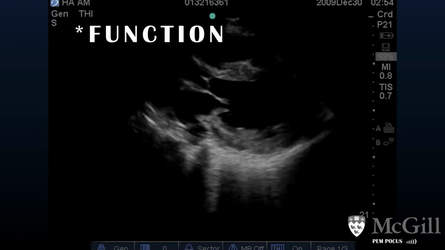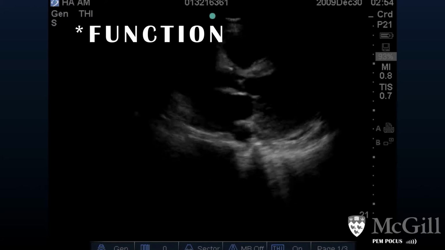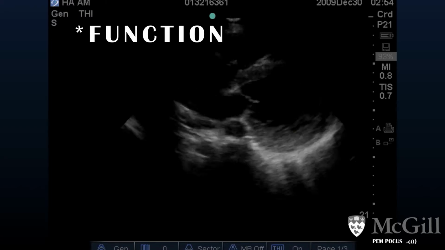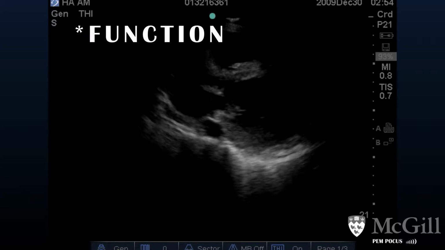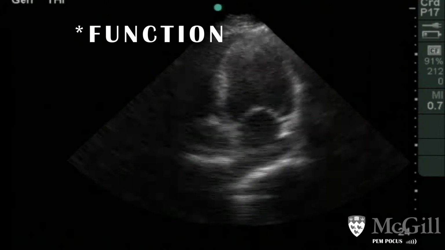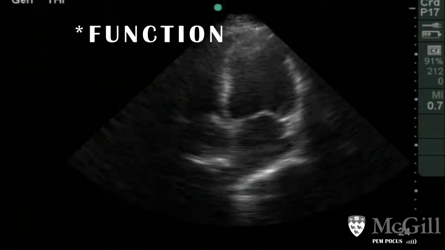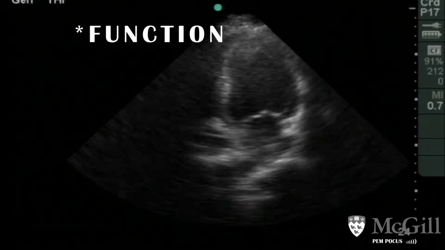The myocardium of the LV also thickens during systole, demonstrating good contractility. In contrast, this video shows poor function. Here you can see that the LV is dilated and does not contract, and the mitral valve is not touching the interventricular septum. This video shows an apical four-chamber view of a patient with poor cardiac function. You can see that the mitral valve here is barely moving during diastole.